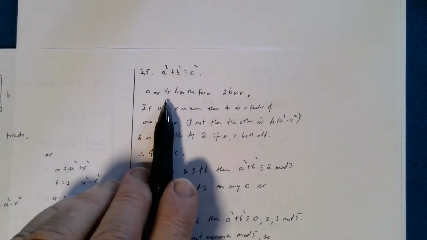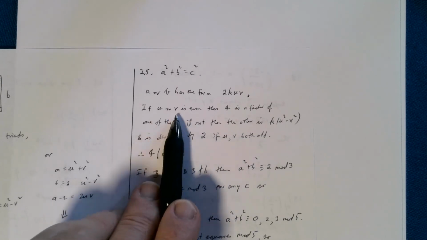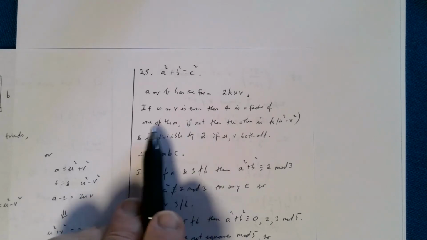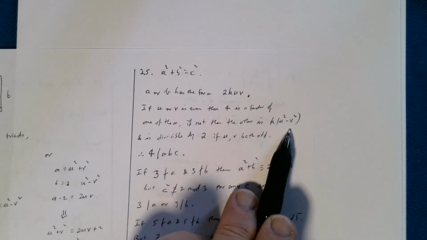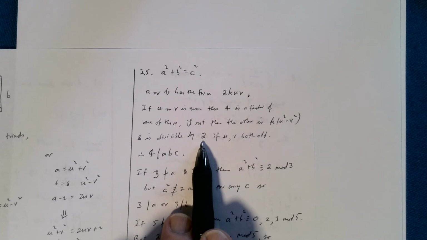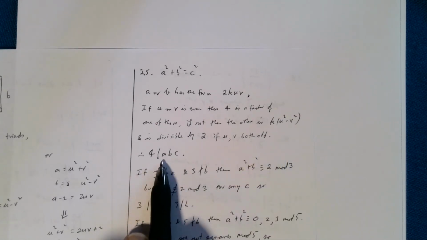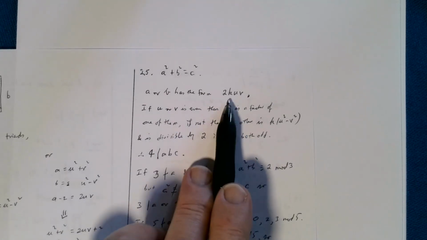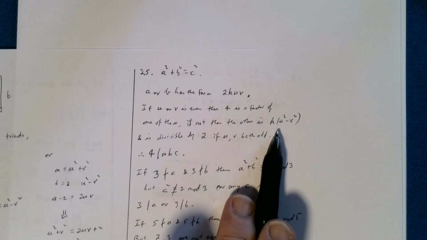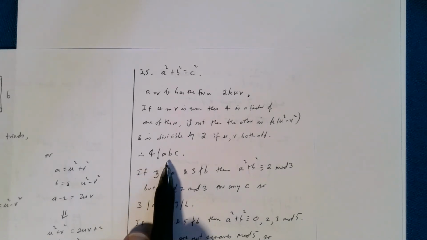So a or b, one of these two has to have this form, 2kuv. So if u or v is even, then 4 is a factor of one of them, and if not, then the other is k(u squared minus v squared), and that is divisible by 2 if u and v are both odd. So that means 4 then has to be a factor of the product abc. So either you have 4 is a factor of this one, if not 2 is a factor of this one, and then 2 has to be a factor of this one. And in either case you get 4 divides a times b, and hence the product.